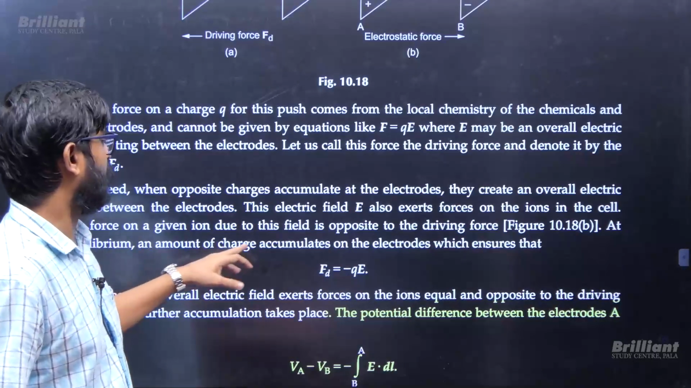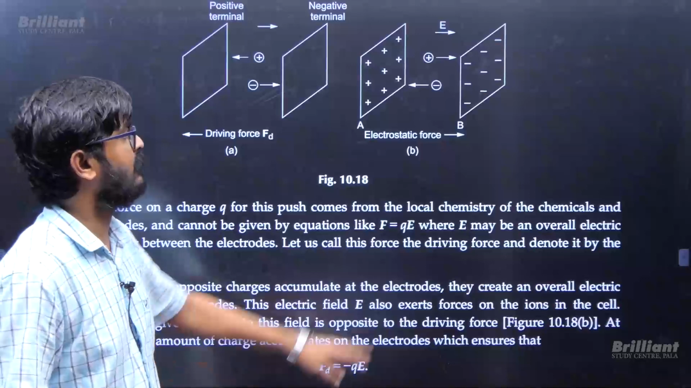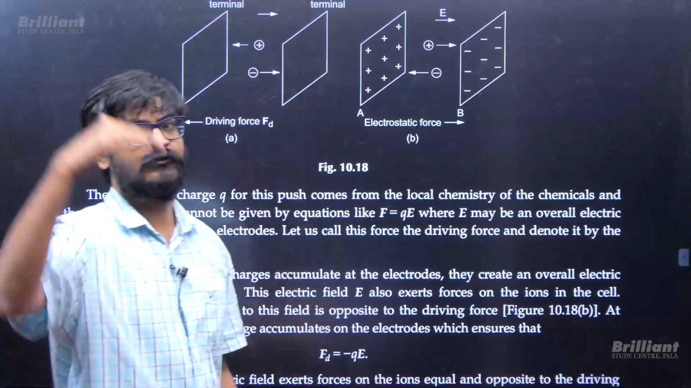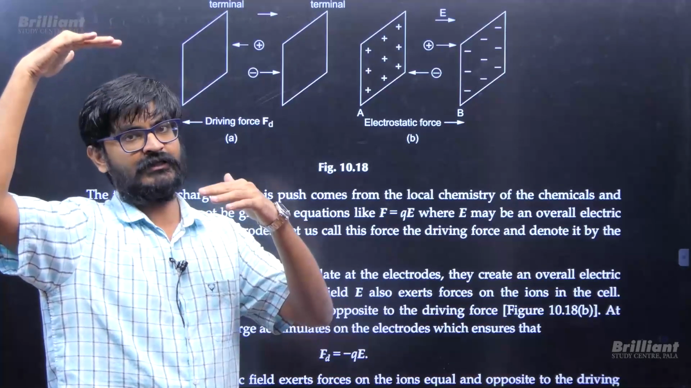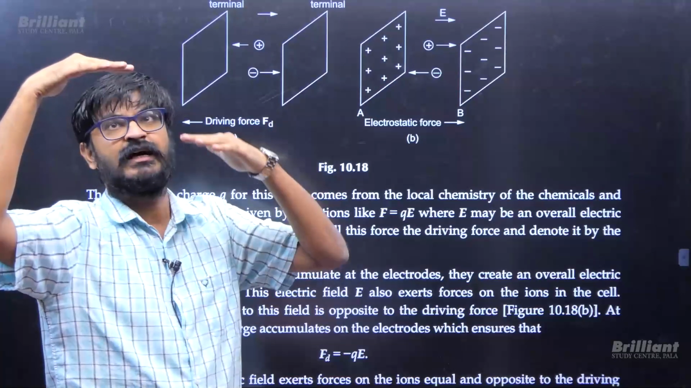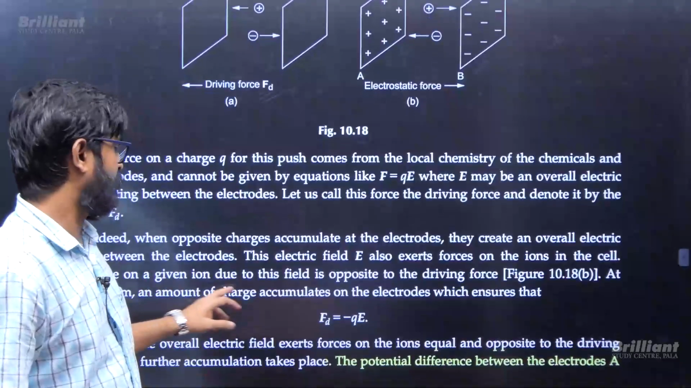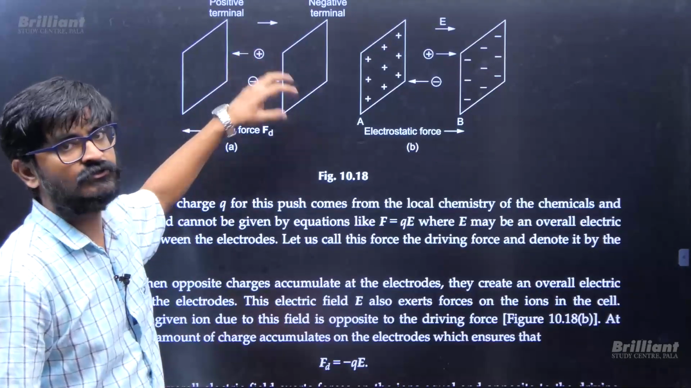At equilibrium, the amount of charge accumulated on the electrodes will ensure that there is no more further accumulation. Why will no more accumulation happen? Initially the driving force is more and there is no electric field, but eventually the electric field keeps on increasing its force, and when they become equal, it becomes the equilibrium situation. So in the equilibrium situation, the net force on the charge is going to be zero.